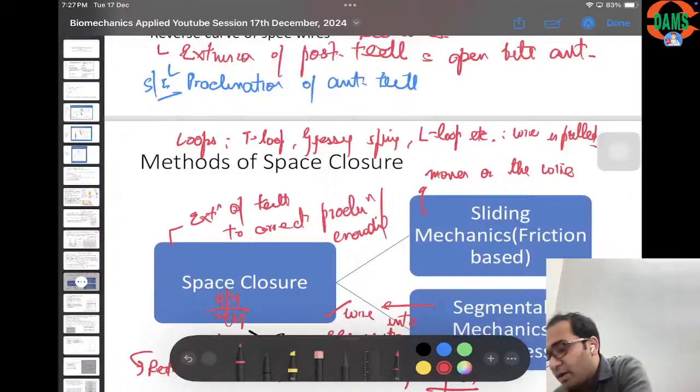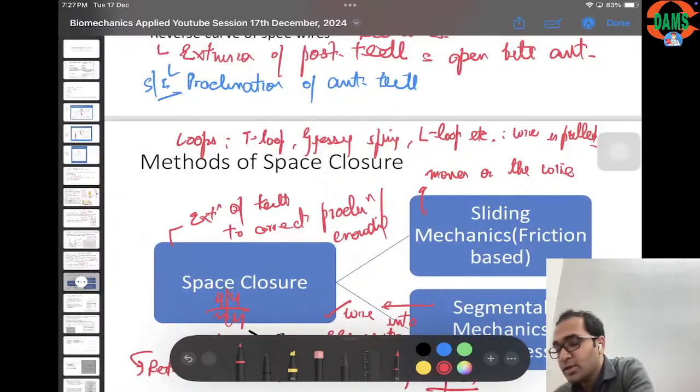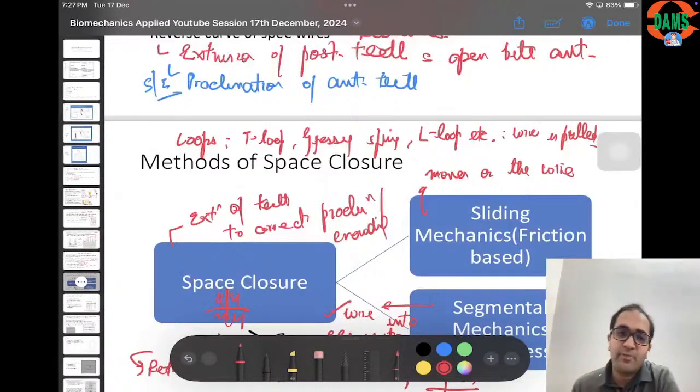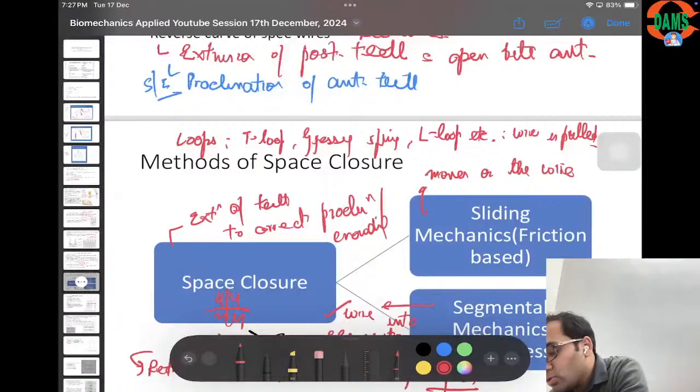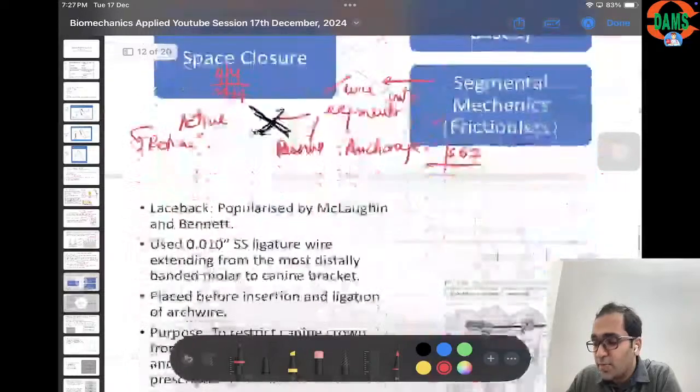In sliding mechanics it will be completely opposite to segmental or frictionless mechanics. Here the teeth are connected by the same wire, and the force is applied with the help of a closed coil spring or an elastomer chain, anything, so as to pull those teeth back. So this is sliding mechanics and segmental mechanics.